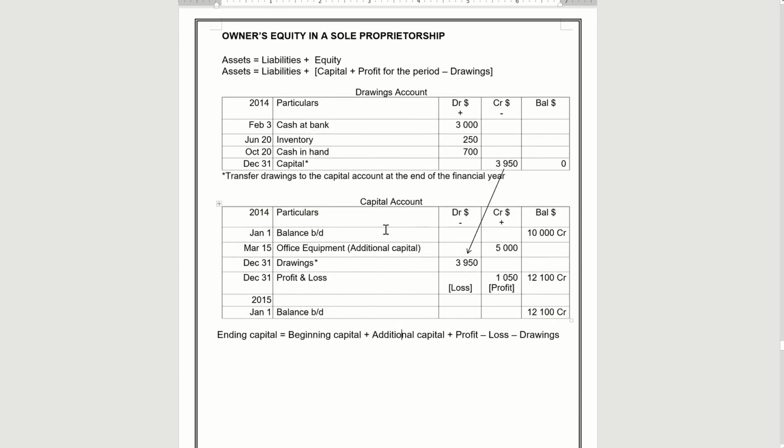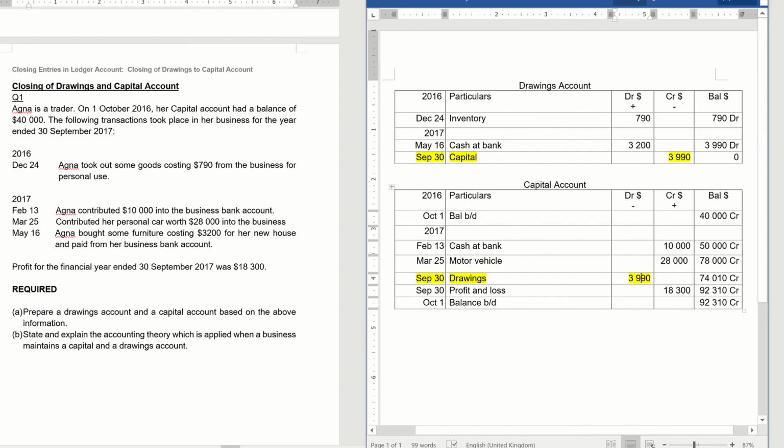Okay, so at the end of the day, when you are preparing a capital account, take note that beginning capital is actually your balance brought down. And if you have any additional capital, depending on what the owner contributes during the year, you need to add that, plus your profit, less your drawings. That will be your capital at the end.